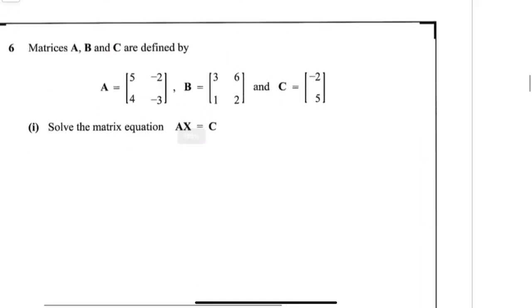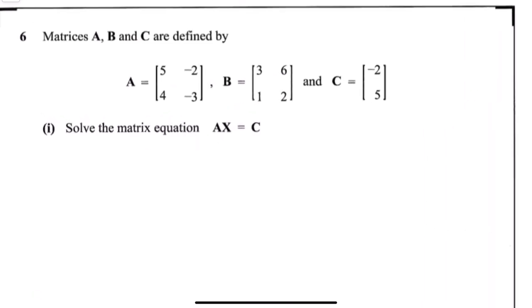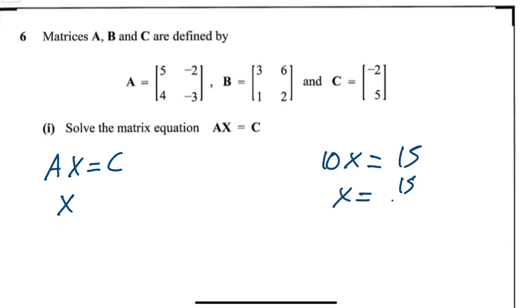Okay, next one. Matrices A, B, and C are defined by this thing. So you've got to solve AX equals C. If these had been numbers, say this had just been 10x is equal to 15, you would say x is equal to 15 divided by 10. But the problem is you can't divide by matrices. So I'm going to look at this a slightly different way, how you could do this.